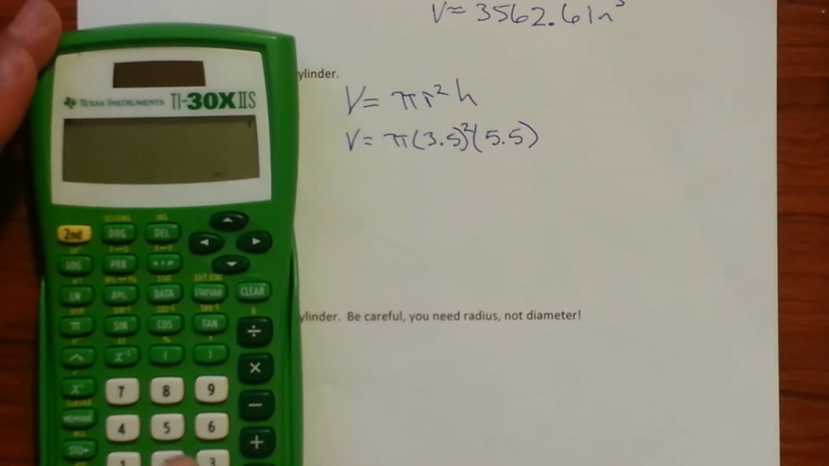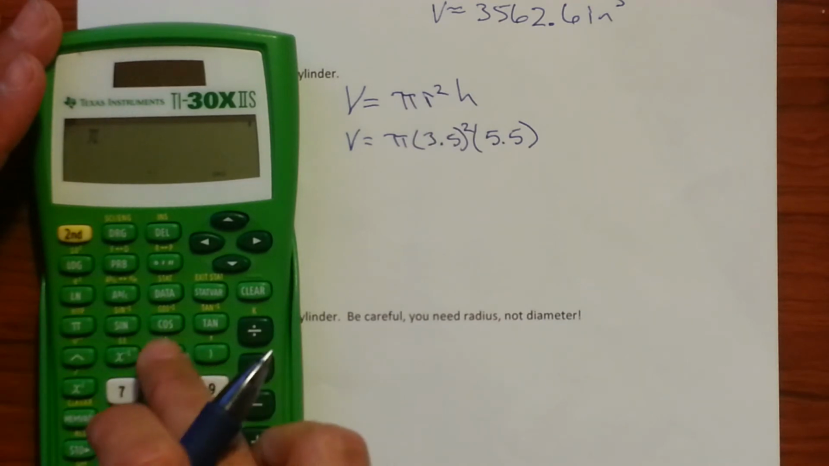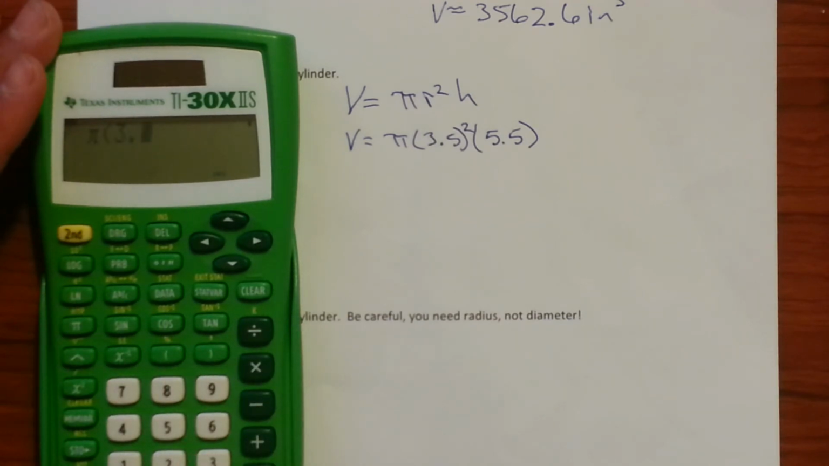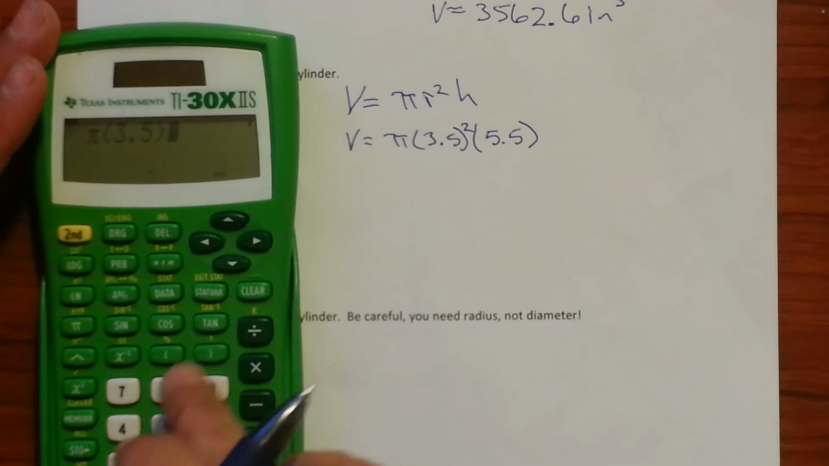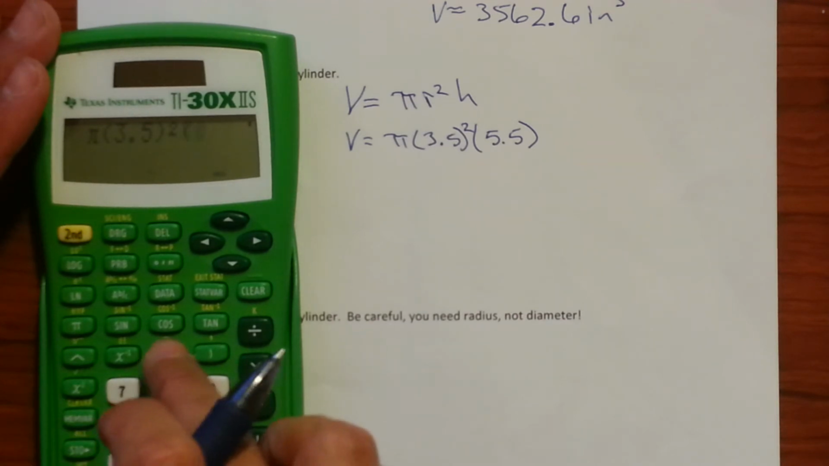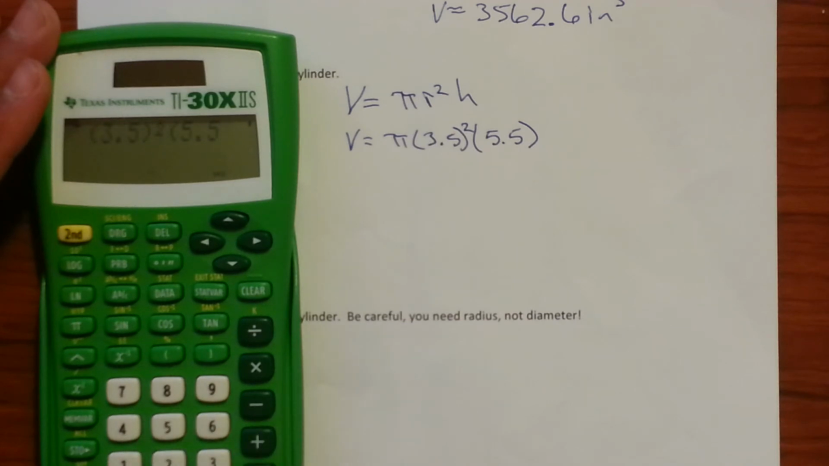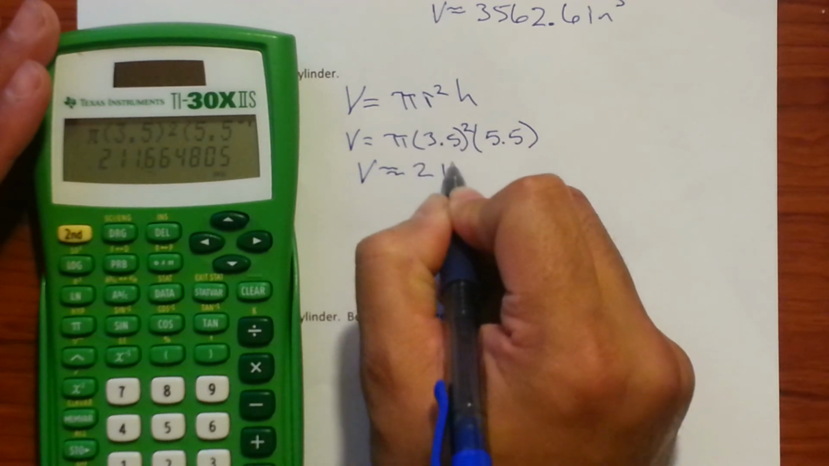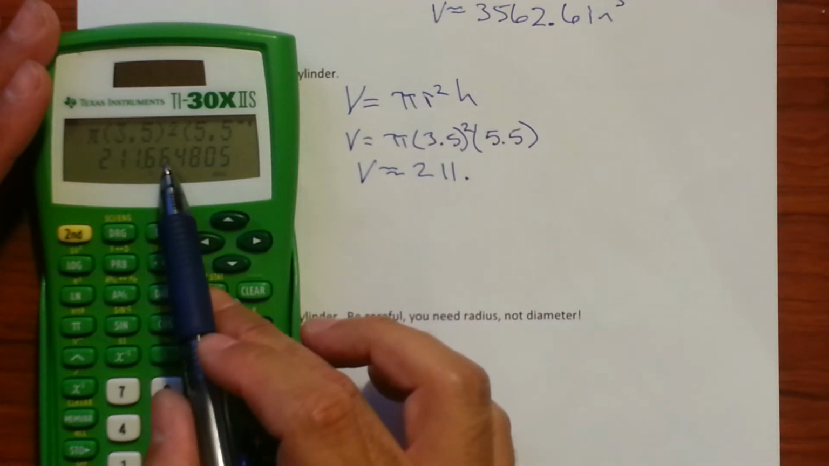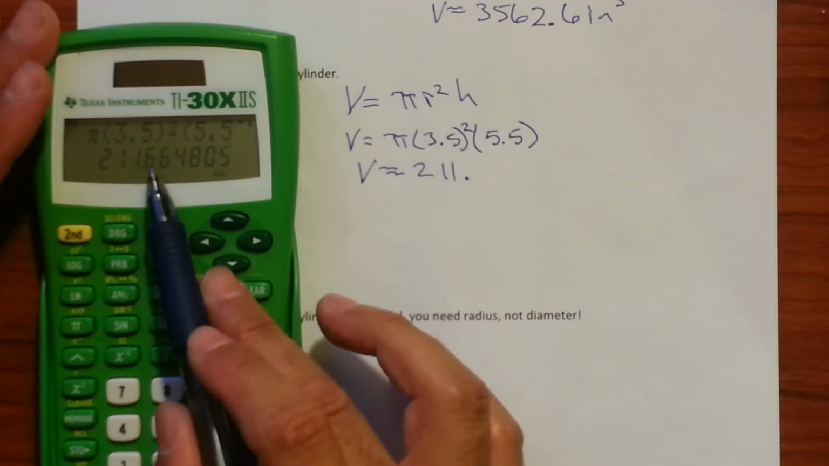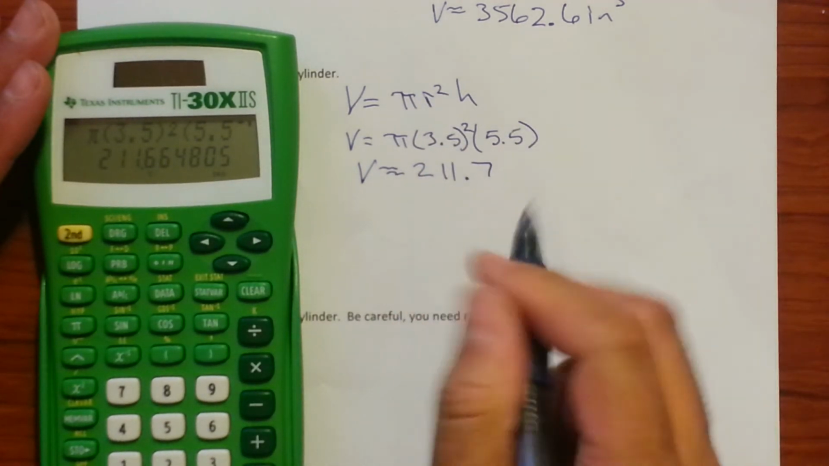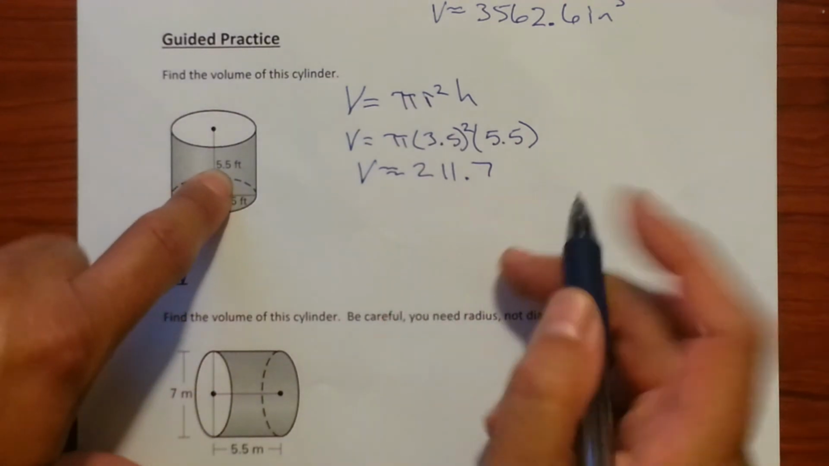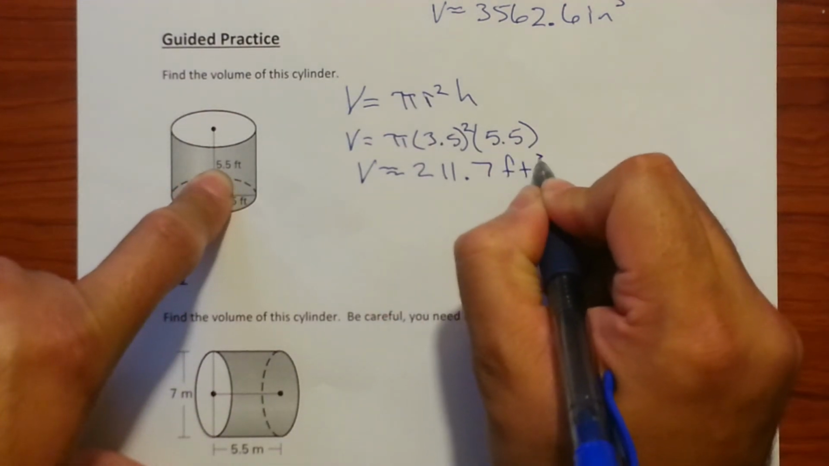So I could just plug this into the calculator as is. Pi times 3.5 squared times 5.5, and it should give me volume is about 211.66. Now that second 6 is going to make that 6 round up, so it's going to be 211.7, and my units here are in feet, so it's feet cubed.